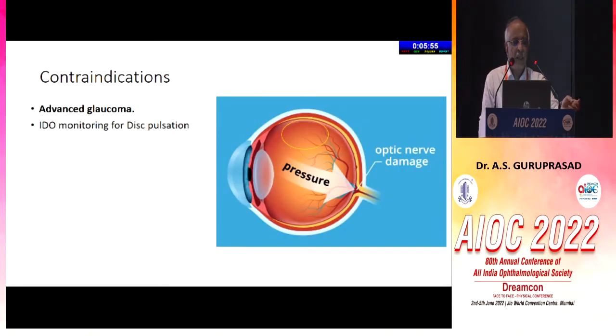The other contraindication would be advanced glaucoma, where gas injection can cause loss of the remaining visual field present in the patient. IDO monitoring for disc pulsation is very, very important in the immediate post-injection period, and not only immediately, but for the next 48 hours from time to time, maybe every 2 hours, because the gas is an expandable gas.